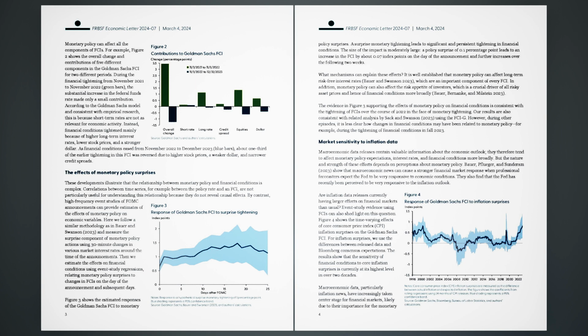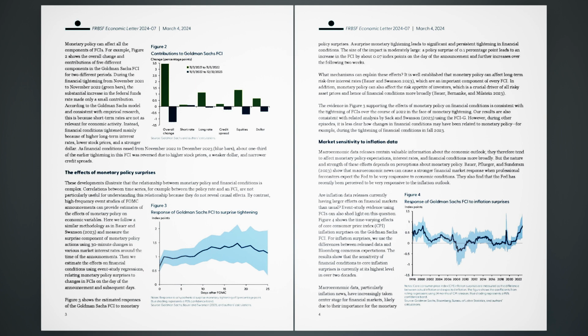Figure 3 shows the estimated responses of the Goldman Sachs FCI to monetary policy surprises. A surprise monetary tightening leads to significant and persistent tightening in financial conditions. The size of the impact is moderately large. A policy surprise of 0.1 percentage point leads to an increase in the FCI by about 0.07 index points on the day of the announcement and further increases over the following 2 weeks.